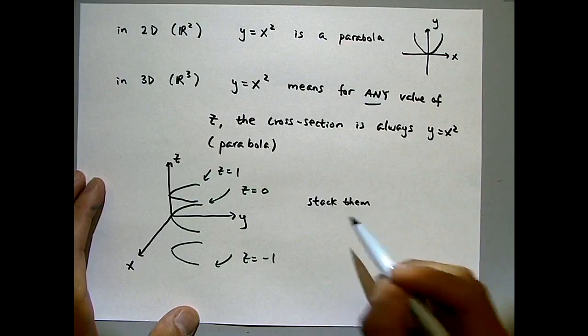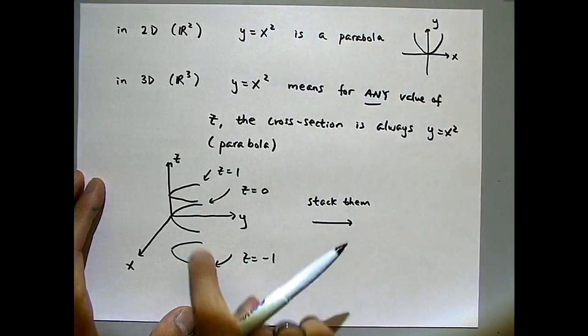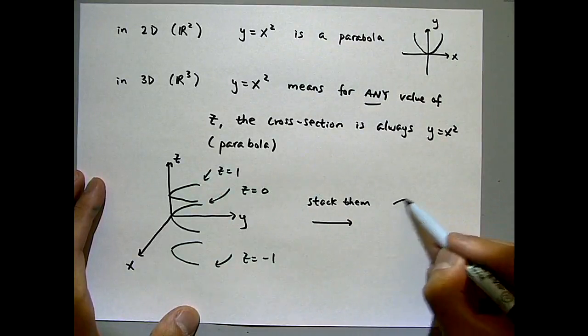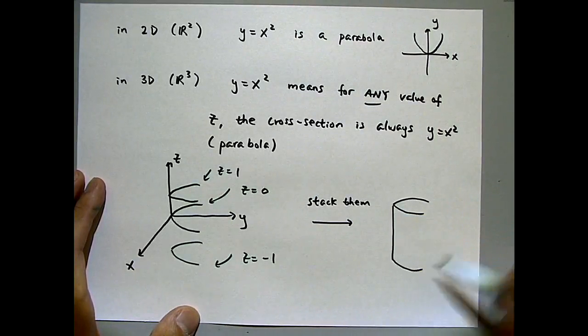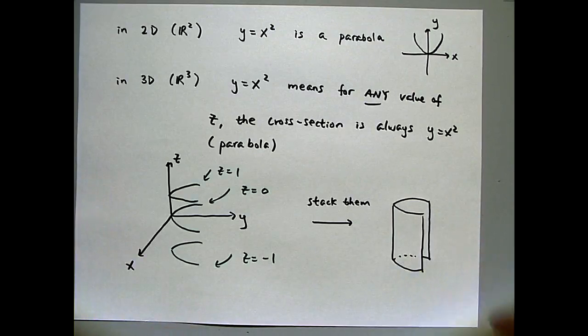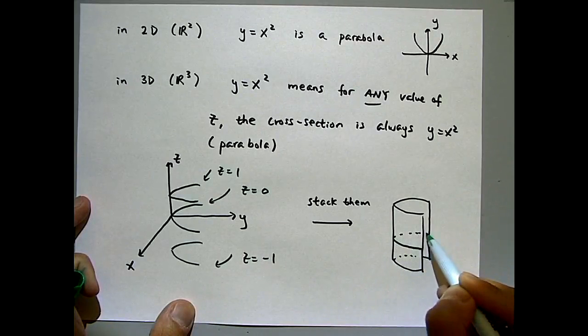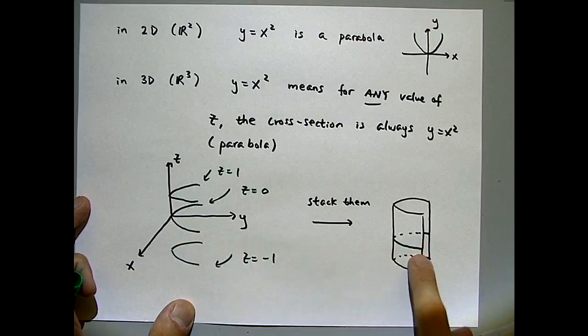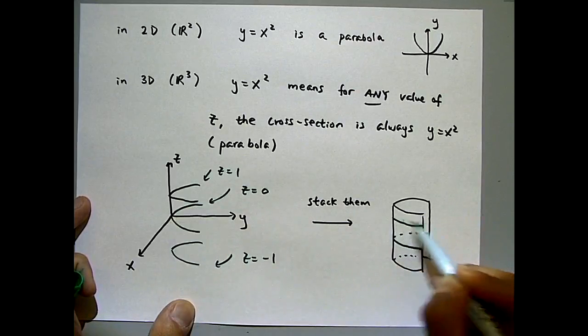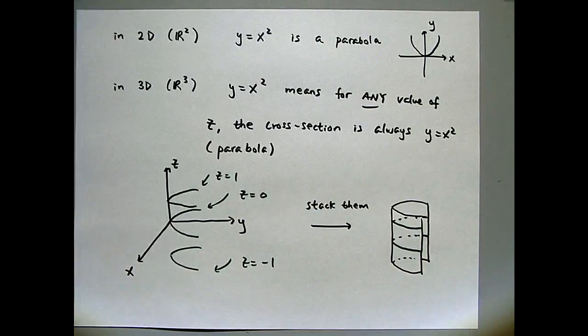So if you want to visualize what's going on here, the surface that we're talking about in three-dimensional space, given the equation y equal to x squared, is all of these parabolas stacked on top of each other. And we get this thing right here, right? All these things stack on top of each other. Every time you slice at any given value of z, you see exactly the same shape. z equal to 0, z equal to 1, for example, and z equal to minus 1 over here. And you stack all of them up, you get your parabolic cylinder.